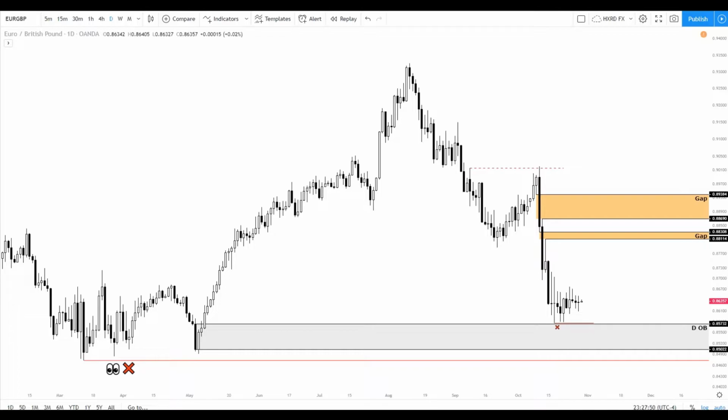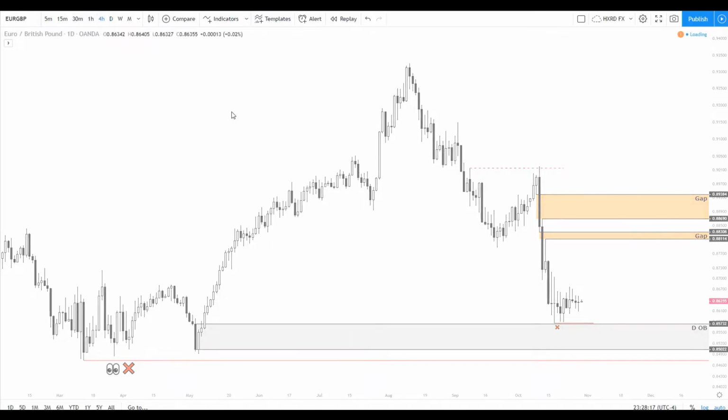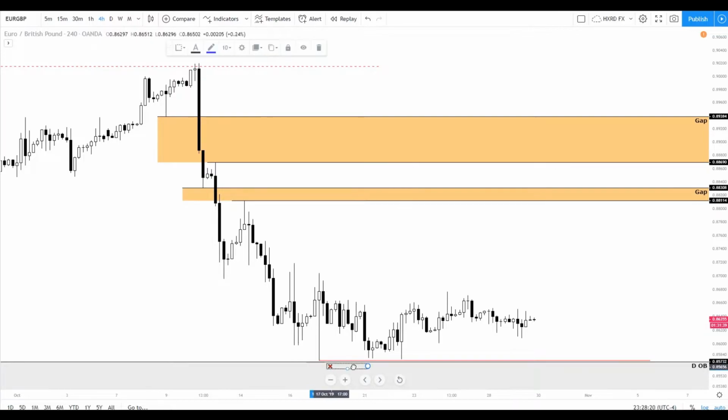Moving on, we have the euro pound. Nothing much has changed. It's just been ranging, but it is Wednesday, and I'm expecting some low to form before we see a retracement up, and we're going to fill in these gaps right here. If we go into a lower time frame, we've just been ranging here, and I'm expecting some raid to happen today.